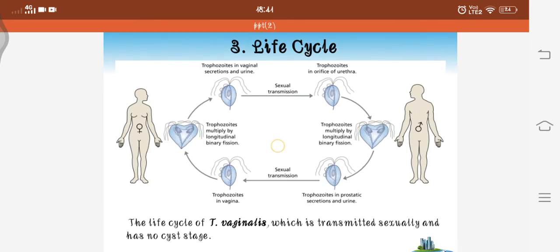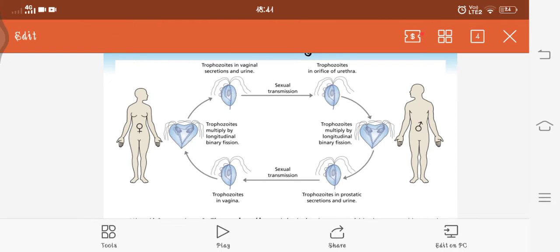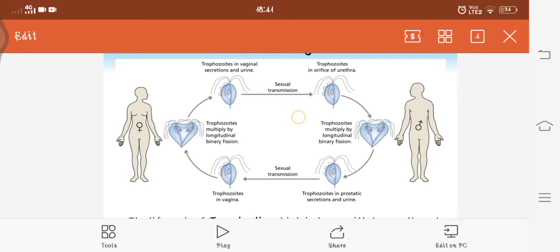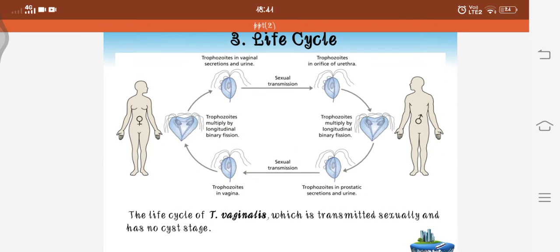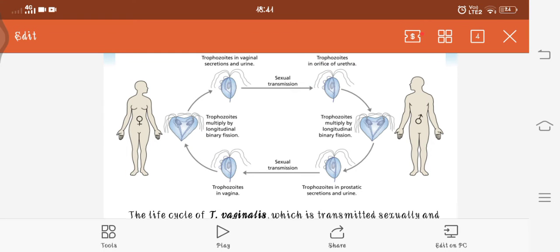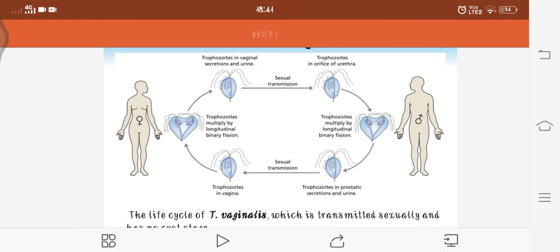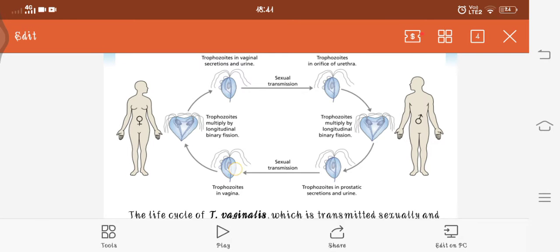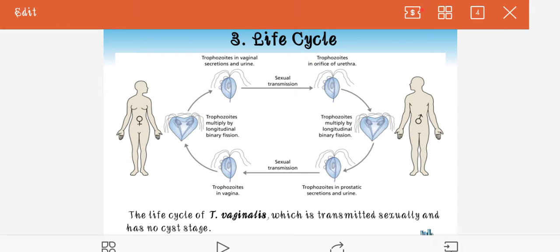And now here we see the life cycle. The life cycle is that the trophozoites in the vaginal secretions and urine are sexually transmitted to the trophozoites in the orifice of the urethra of the male. And next, the trophozoites multiply by longitudinal binary fission, and next the trophozoites in the prostatic secretions and urine of the male, and again by sexual transmission it reaches the trophozoites in the vagina, and again the trophozoites divide by binary fission.